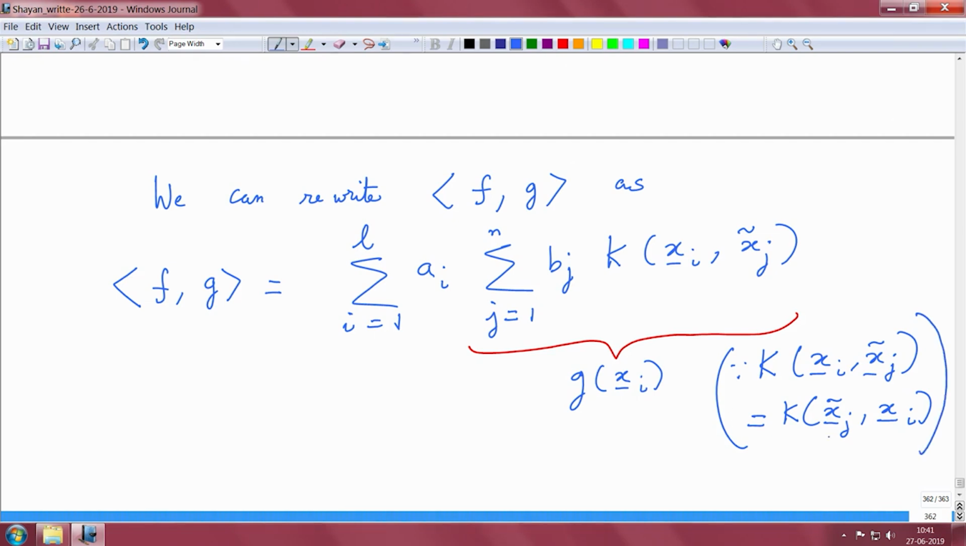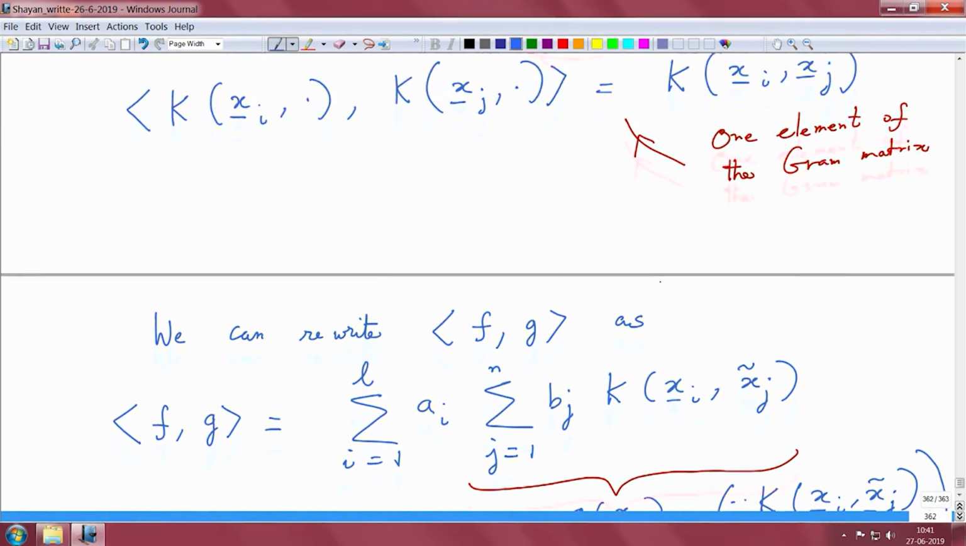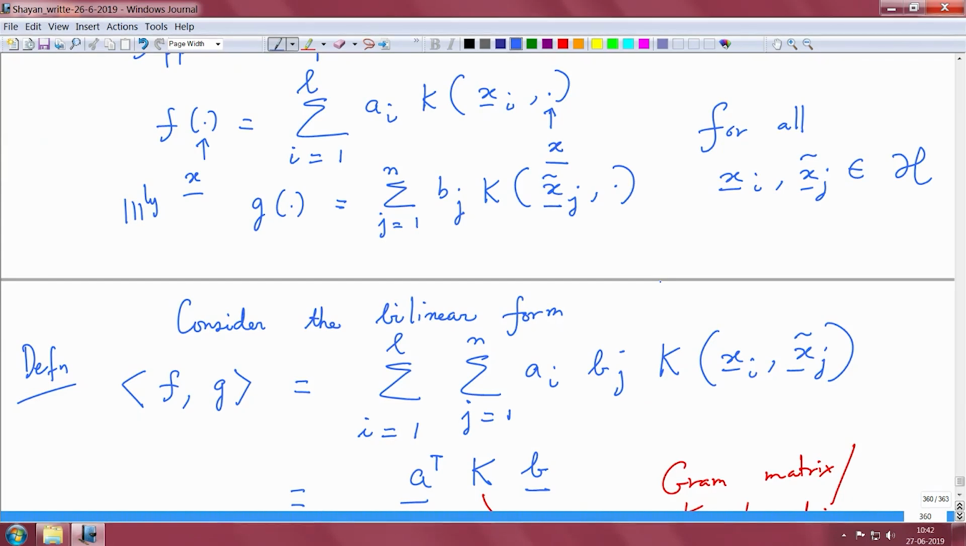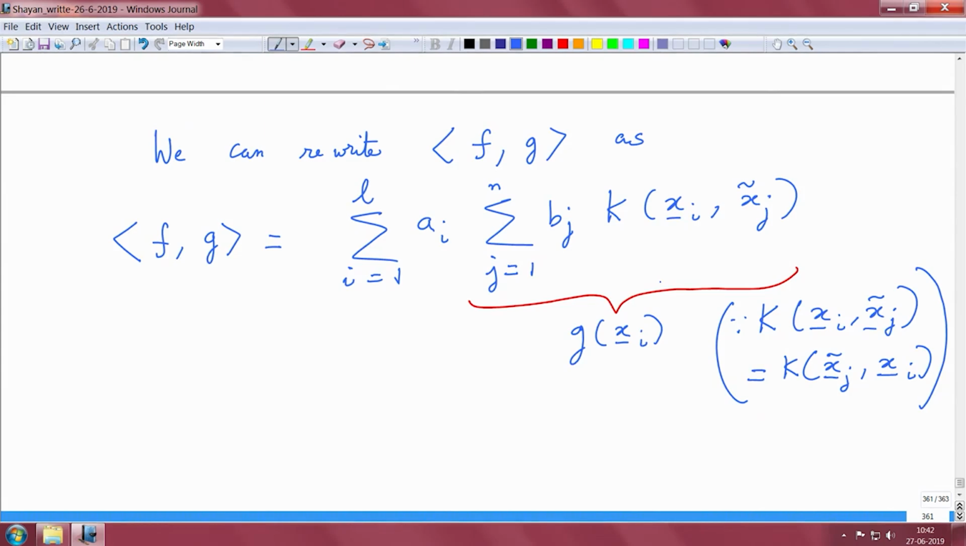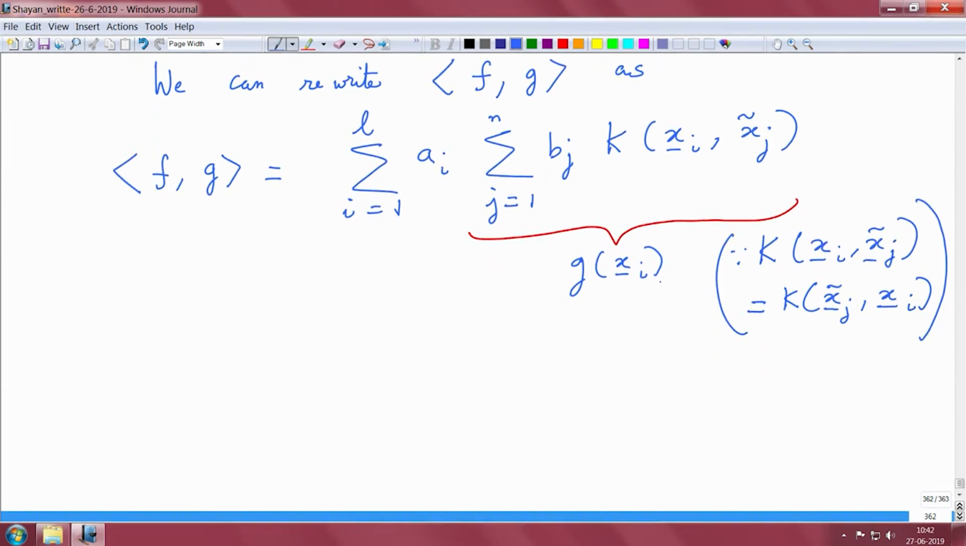Because of this property I can exchange, because if I see my original definition of G, which was here, G is the summation j equals 1 to n of bj times the kernel acting on xj tilde in the first argument and any x in the second argument, and I can exchange these arguments because the kernel is symmetric. So therefore I can write the summation as the second part of the summation, which I have indicated in this red flower brace below, that is basically G of xi.